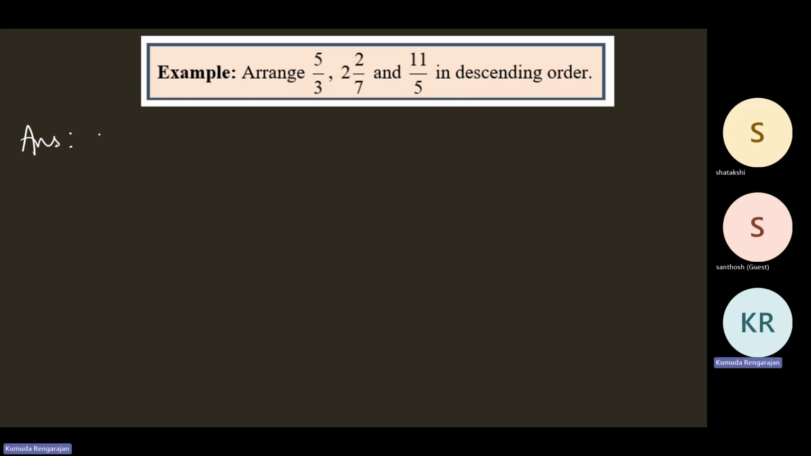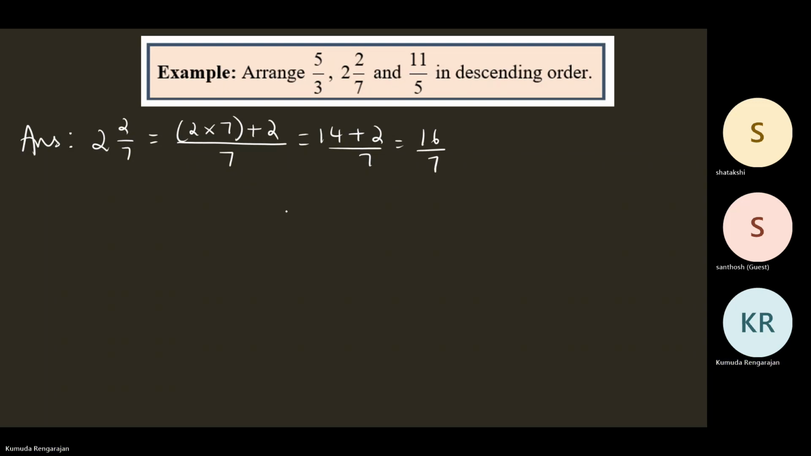So take up 2 by 7, write it as an improper fraction. 2 into 7 plus 2 by 7, which is 14 plus 2 by 7, 16 by 7. So now the fractions are 5 by 3, 16 by 7, and 11 by 5.